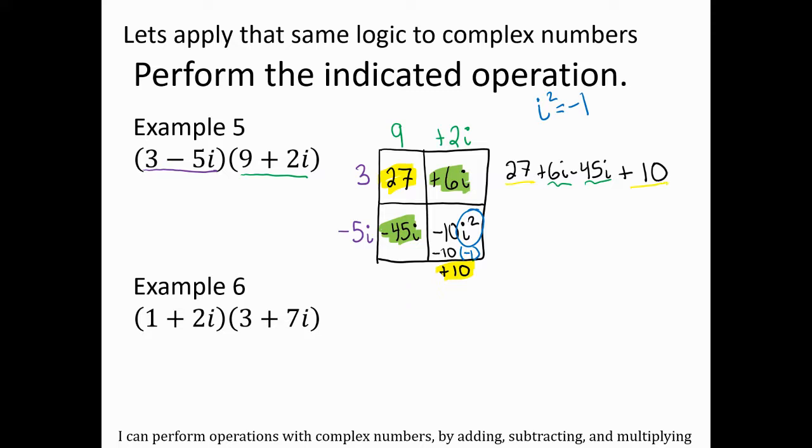And I know that yellow is really hard to see. All right, so 27 plus 10 is going to be 37. And remember, we always like to write the real part first, so that's why I added those first. And then 6i minus 45i is going to be a negative 39i.